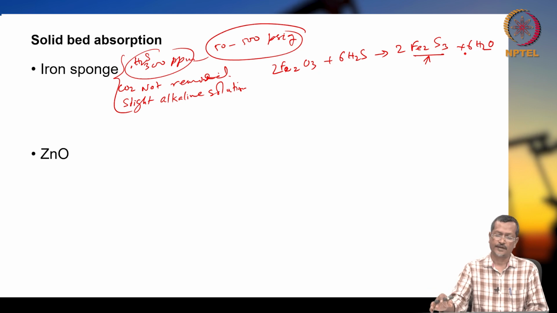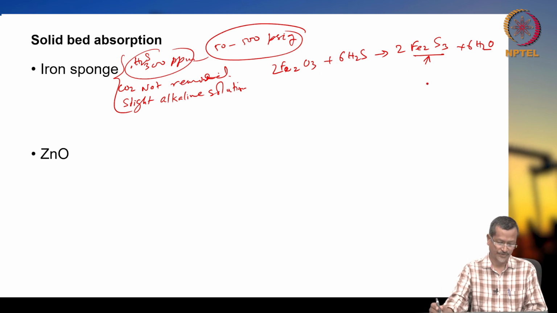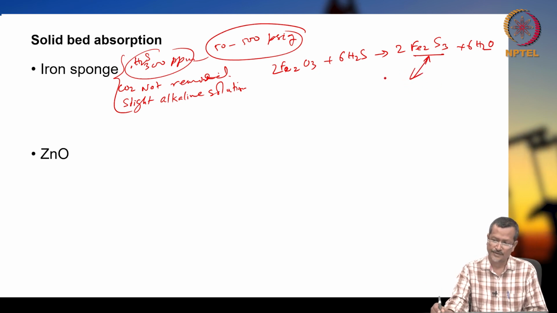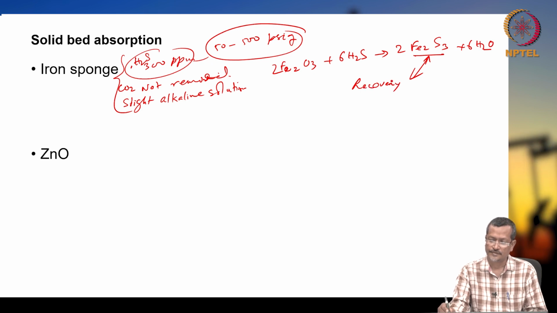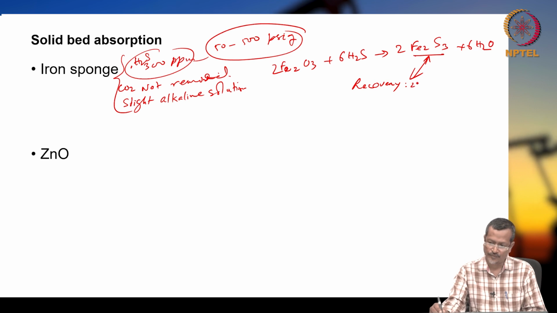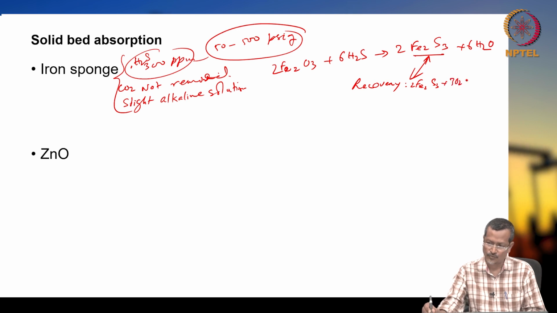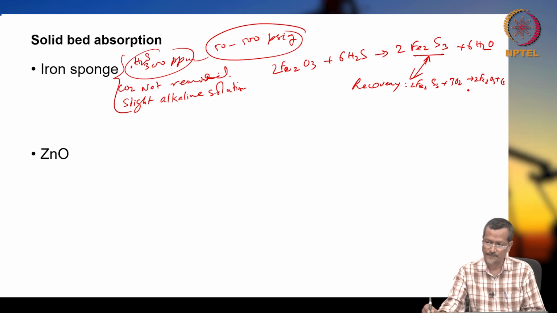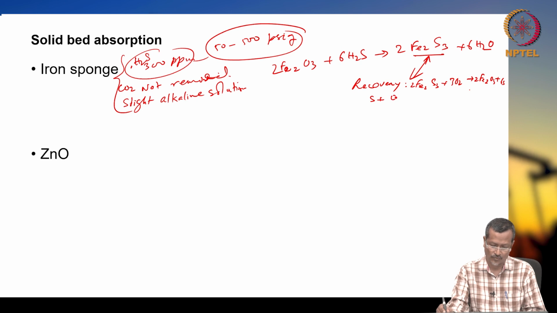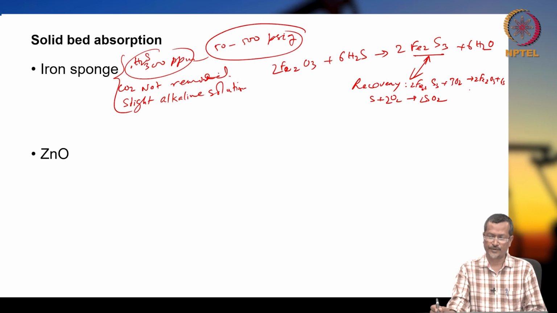Now, you have to recover it, otherwise you have to supply Fe2O3 again and again. So, how to recover it? You have to increase the temperature. Recovery: 2Fe2S3 plus 3O2 gives 2Fe2O3 plus 6S, and S plus O2 gives SO2. This reaction will occur during the recovery process.